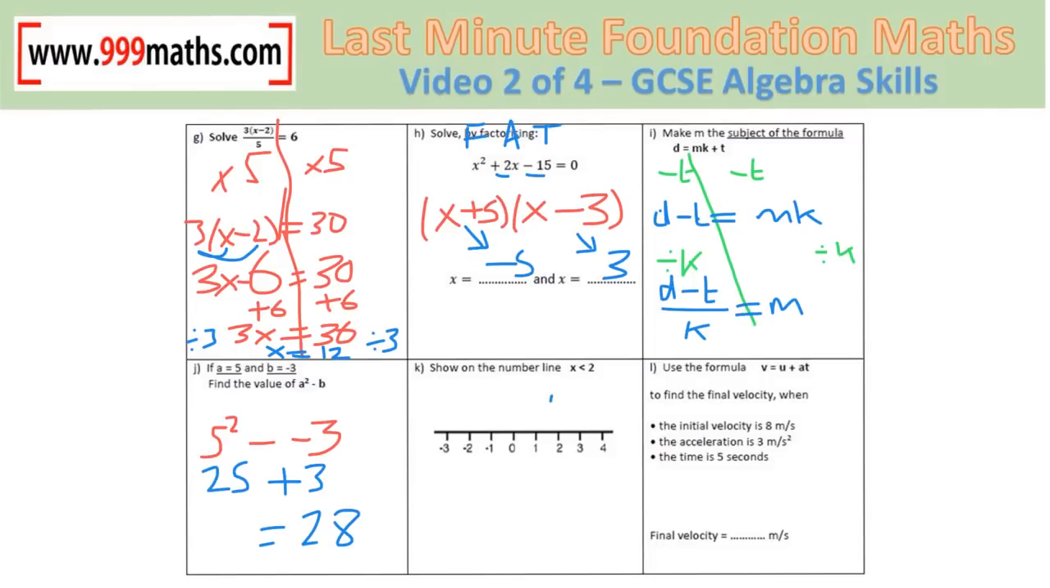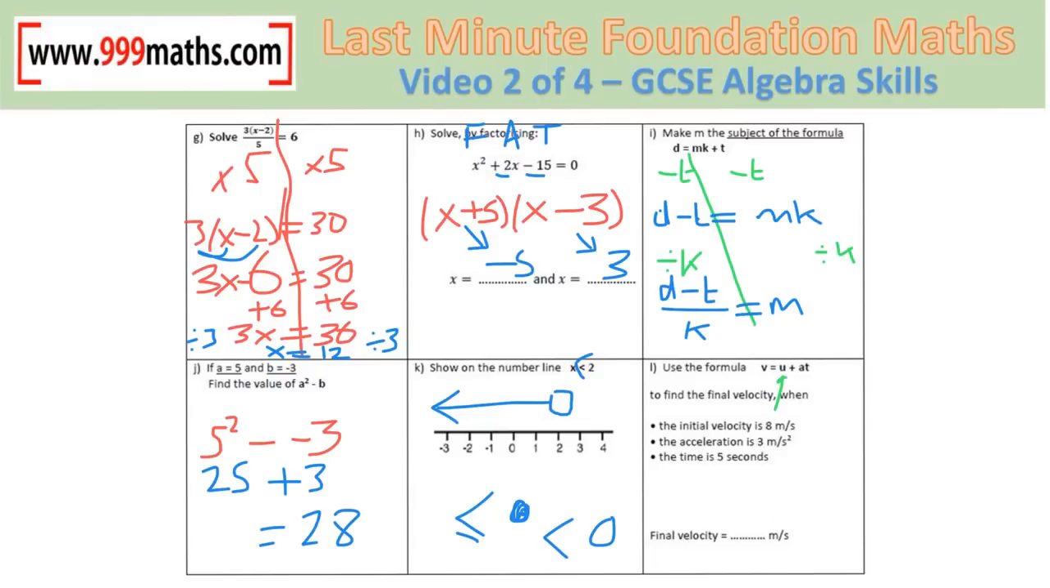X is less than 2. My circle goes at 2. My arrow goes the same way as the arrow in the inequality. I do not colour it in because it hasn't got the extra inequality. If it looked like that, I would colour it in, but since it looks like that, I don't colour it in. Last question.